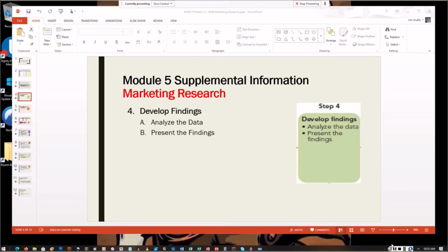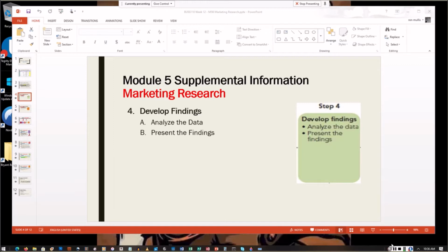Step 4 is to develop the findings. This is where we use the data that was collected. Since marketers need to analyze the data and then present the findings, marketers will begin by taking the data and organizing it in the most logical way, so that they and the people at their company can understand it. From that, they can identify the different trends.